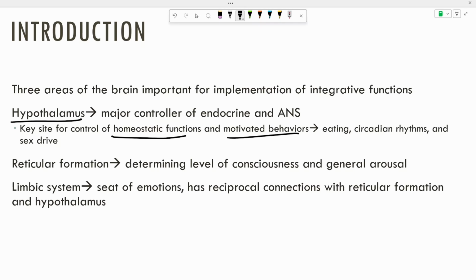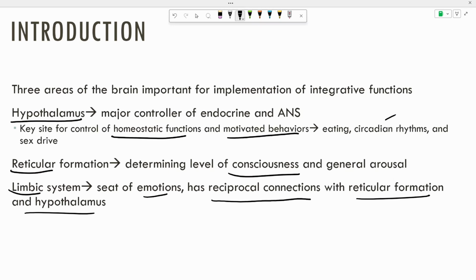Okay, hypothalamus is here. So it's responsible for eating, your circadian rhythm, which is going to be cortisol, which we'll talk about in a little bit. Sex drive, and the 4 Fs for the hypothalamus. It was a meme in there somewhere. So remember that. Reticular formation. Whenever you think of reticular, think of consciousness and arousal. And then the last thing is our limbic system. That's our emotions, has reciprocal connections with reticular and the hypothalamus. We'll explain why in a minute with a graph, how they all interact with each other.